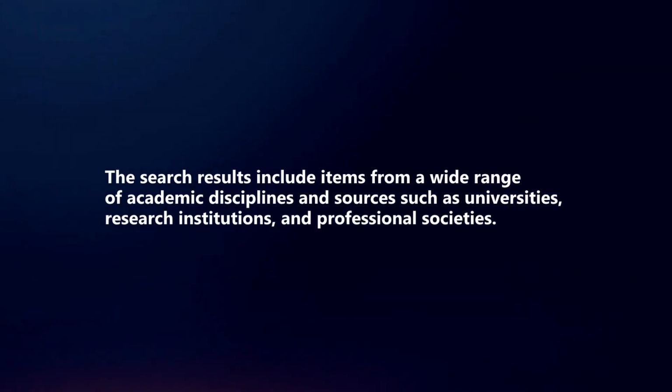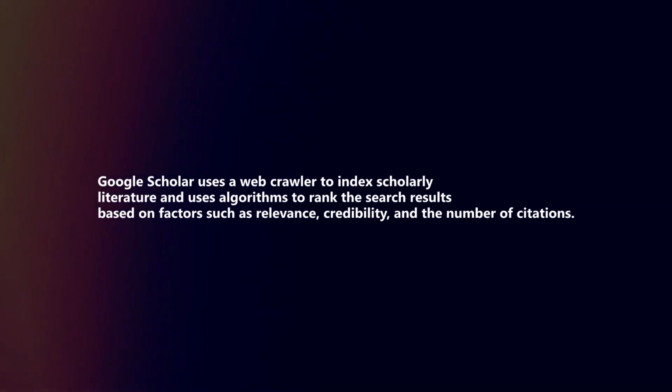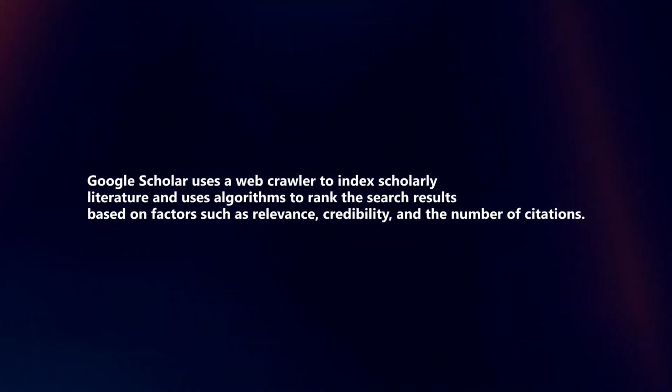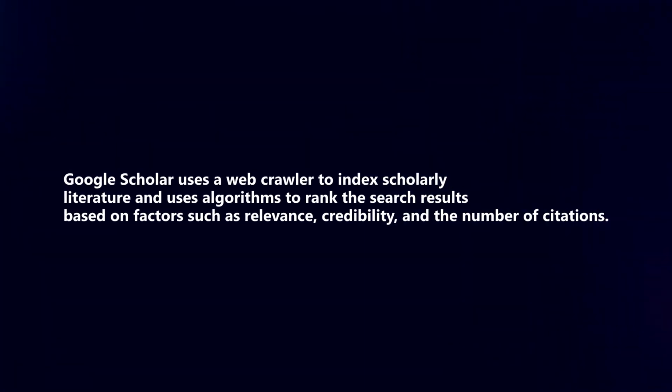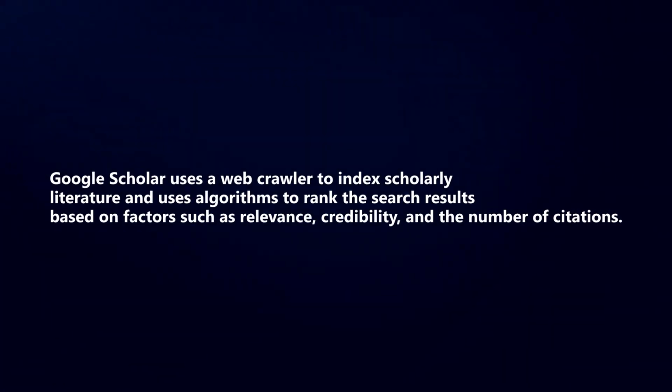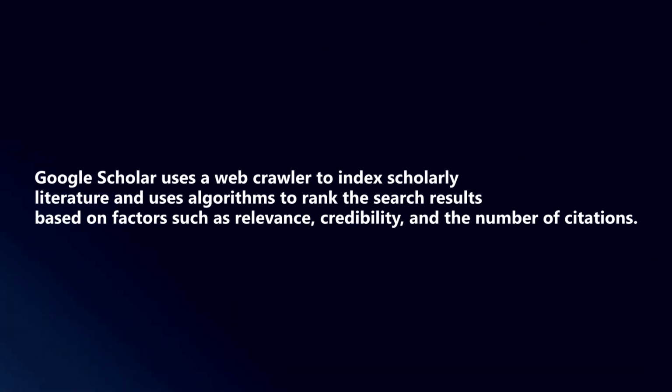The search results include items from a wide range of academic disciplines and sources, such as universities, research institutions, and professional societies. Google Scholar uses a web crawler to index scholarly literature and uses algorithms to rank the search results based on factors such as relevance, credibility, and the number of citations.